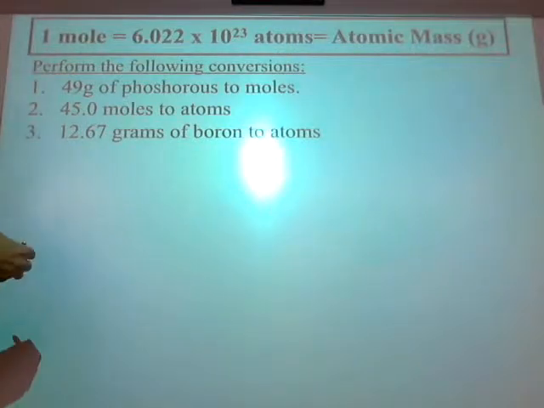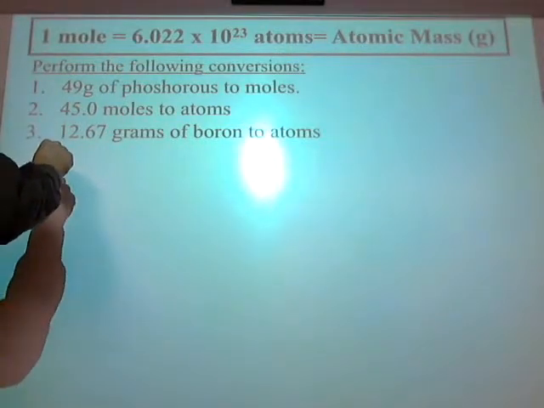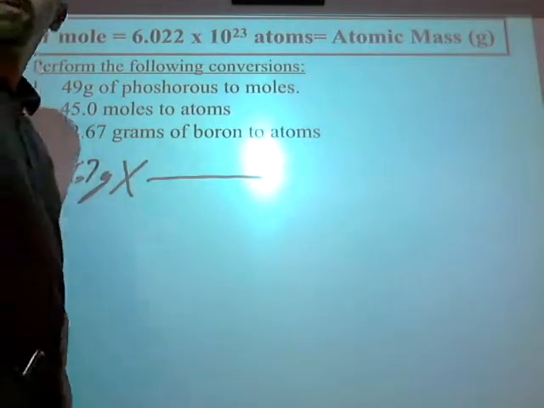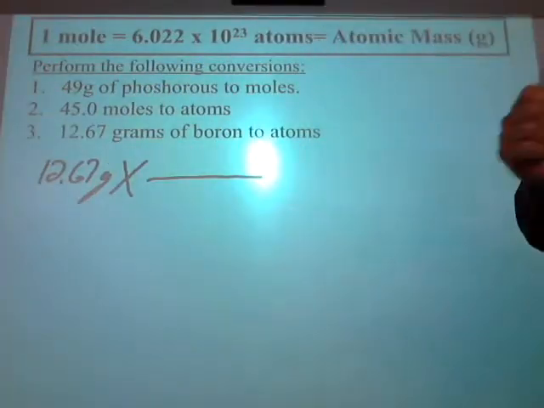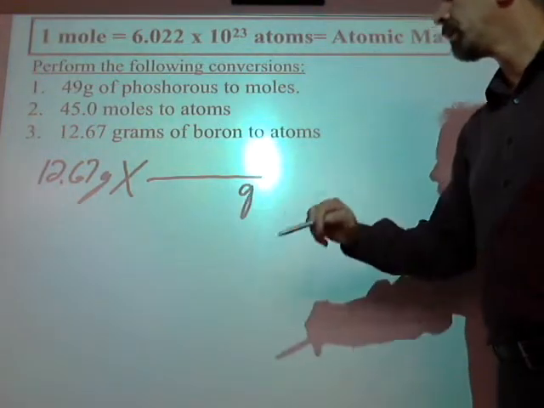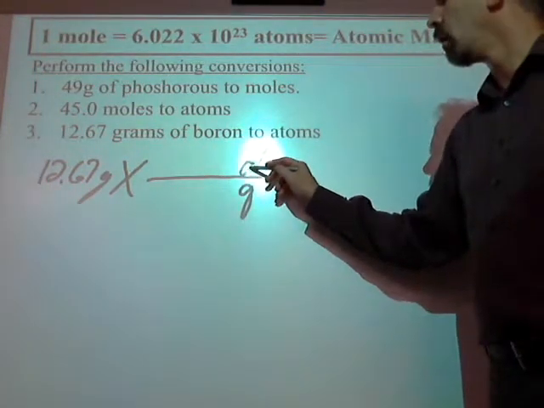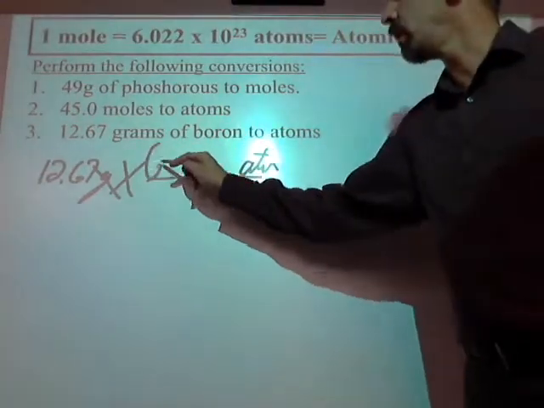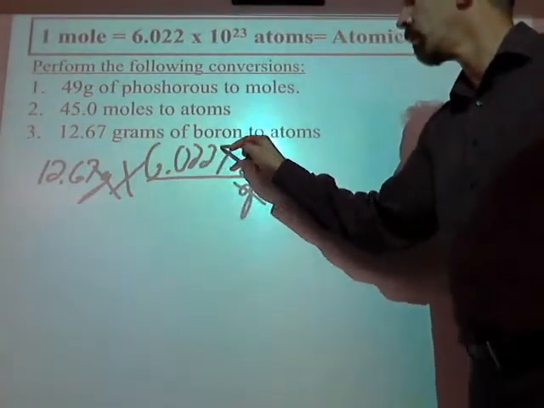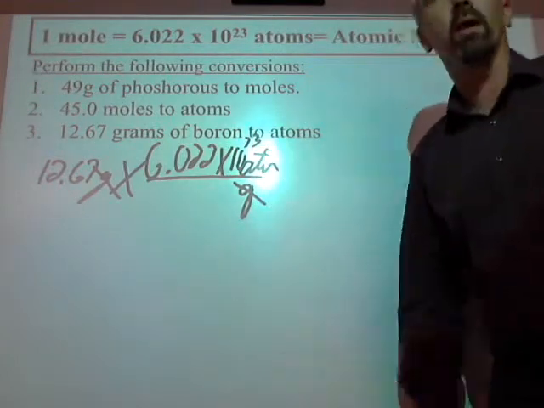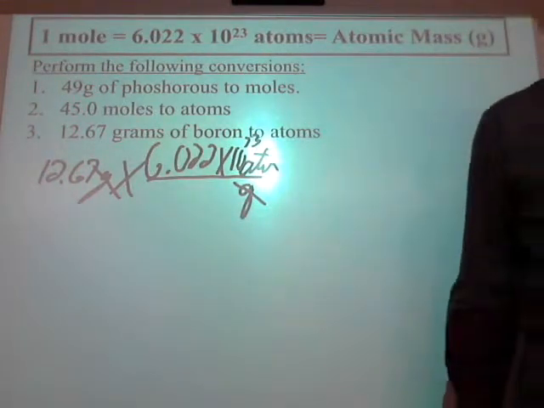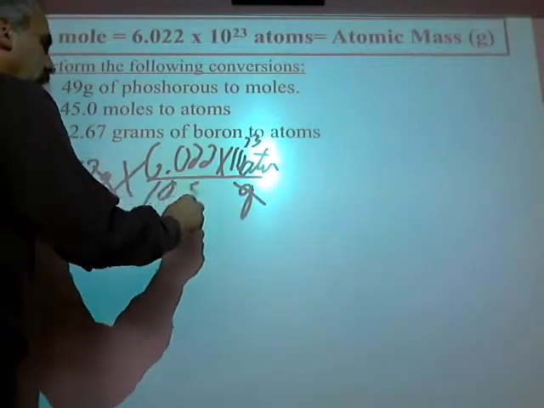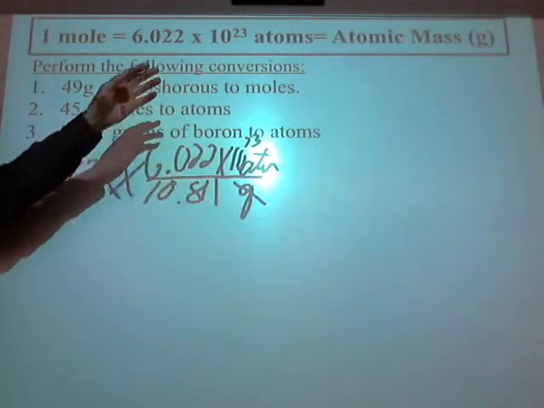All right, let's write this next one down here. Jared, what do you think I write down first? 12.67 grams. All right. Josh, what do we put in the bottom? Grams. Top? Atoms. And you know that because grams cancel and I'm asking for atoms. What goes next to atoms every time? Same number I've been putting there, Avogadro's number. What goes next to grams, Zach?